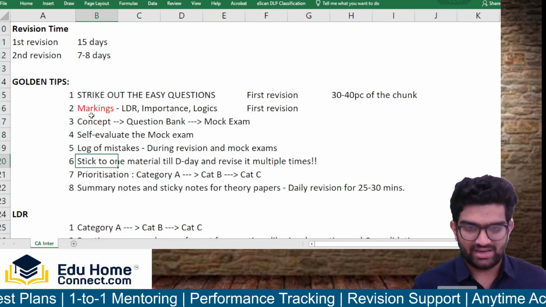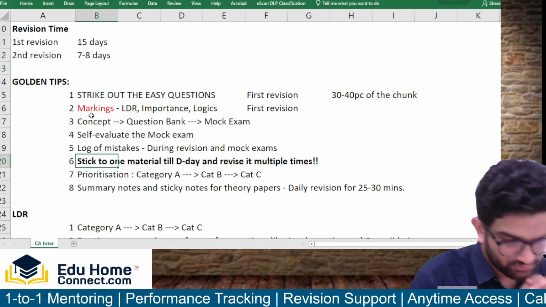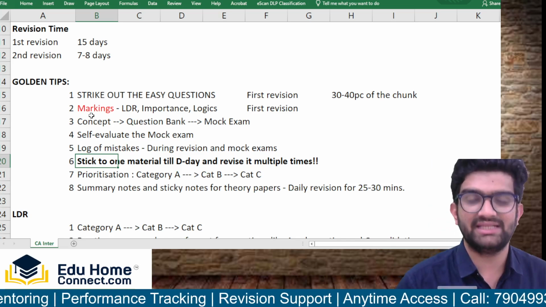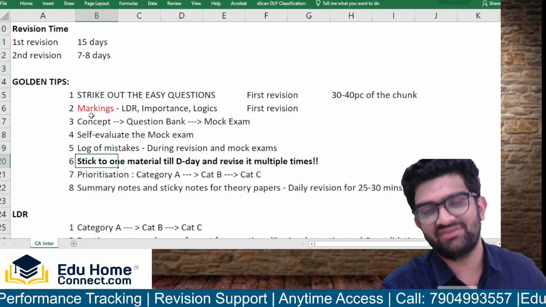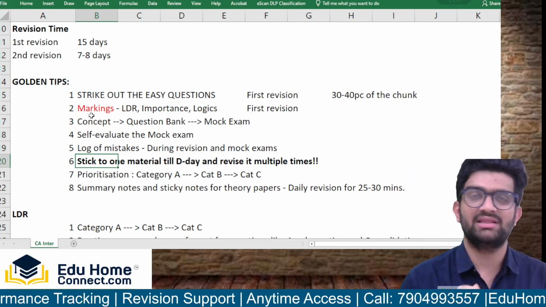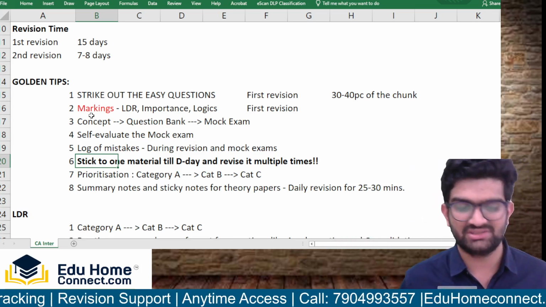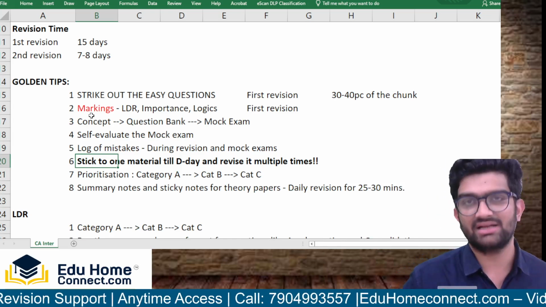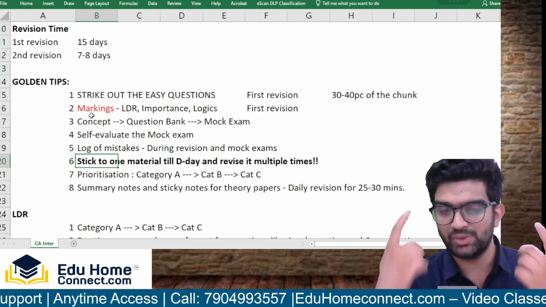And another very obvious tip, but people often go wrong at this, is they change their material often. They do not stick to one material. Like they take classes from one faculty, they revise from another material, then they shift to an altogether new material for the last day revision. That's not at all preferred. Stick to one material right from the start till the end, and you have to revise the same material multiple times. It should become your visual memory.